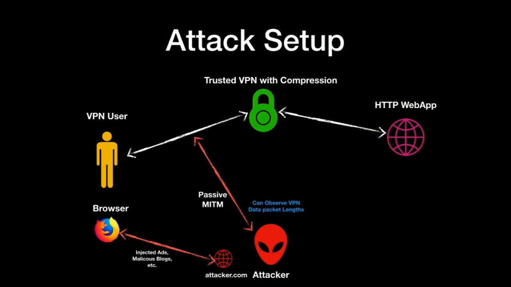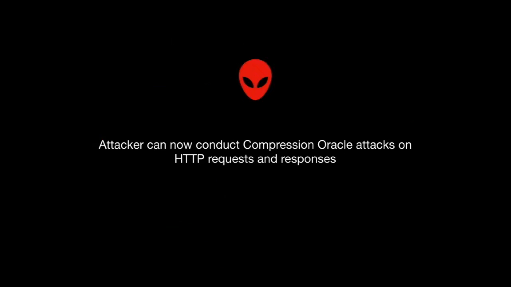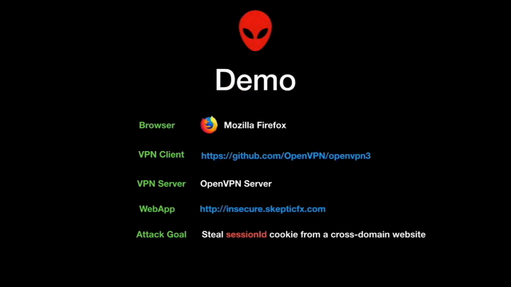So the first part is obvious. With the MITM, I, the attacker, can observe the length. And the second part is where I send cross-domain requests on behalf of the user from my website, right? Which effectively means the attacker can now conduct compression oracle attacks on HTTP requests and responses. Let's try and see this in a quick demo.